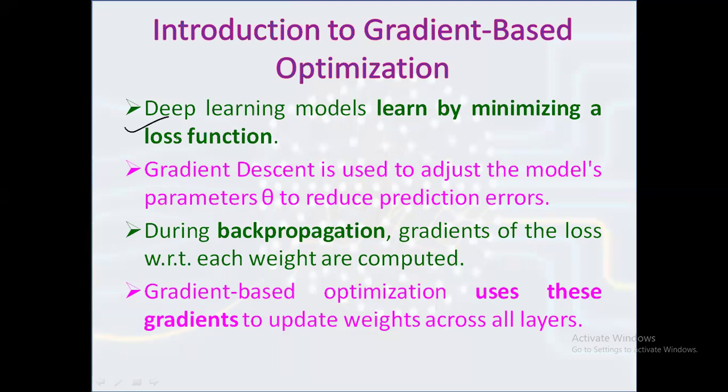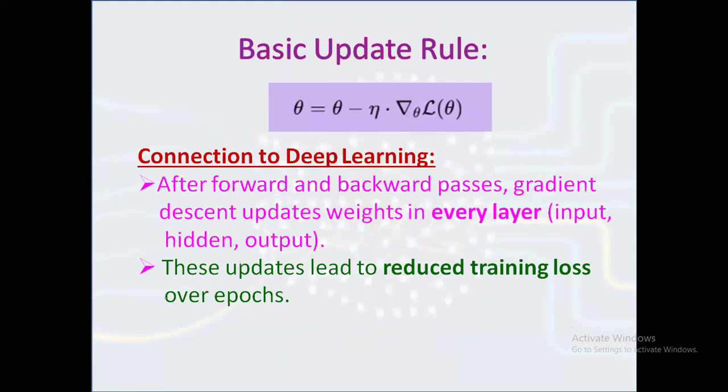Optimization in deep learning enables the neural network to learn by minimizing the loss function, which represents how wrong the model's predictions are compared to actual outcomes. During training, deep learning models perform a forward pass to make predictions and a backward pass to compute gradients of the loss function with respect to each parameter. These gradients indicate how to change weights to reduce the loss function.